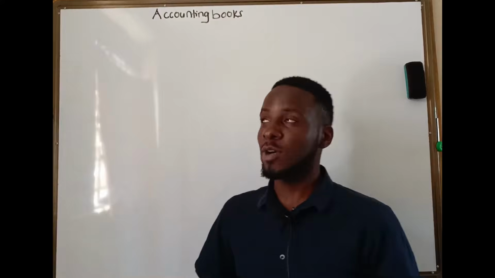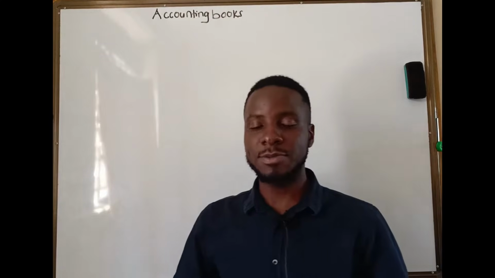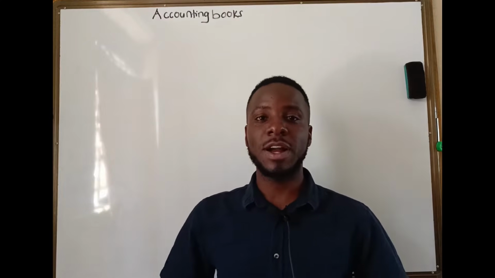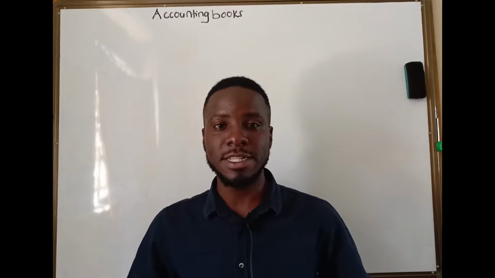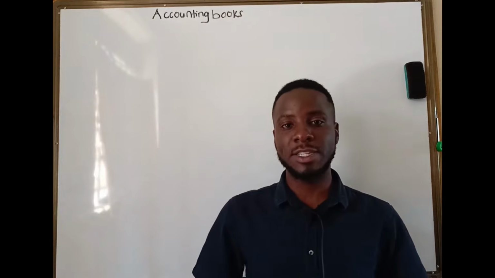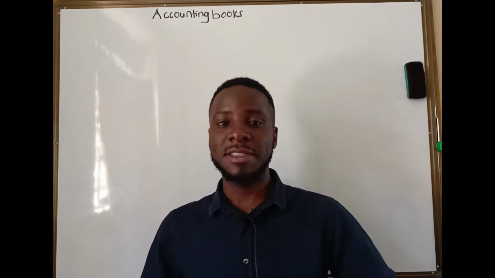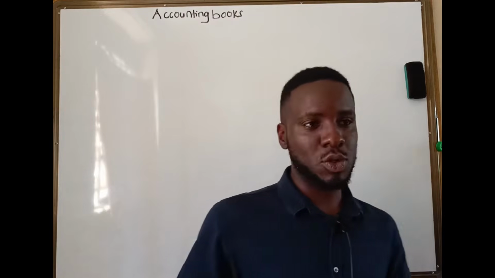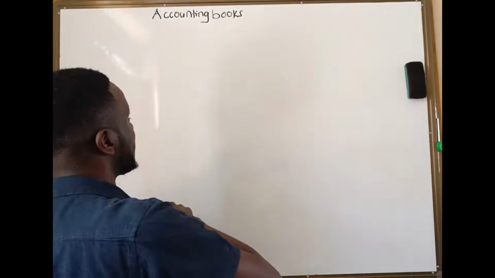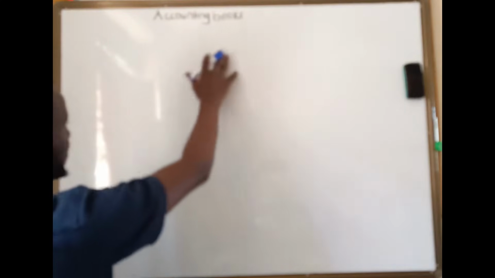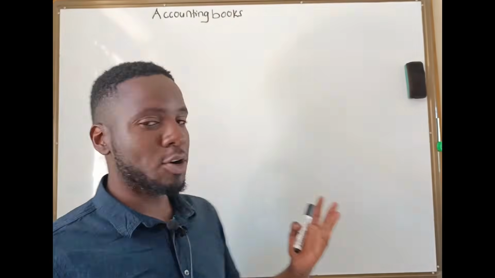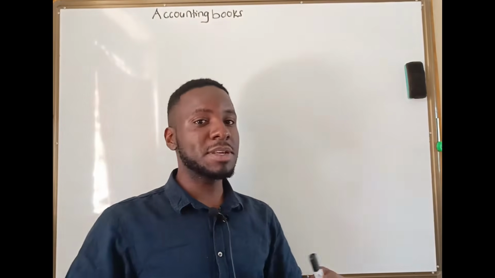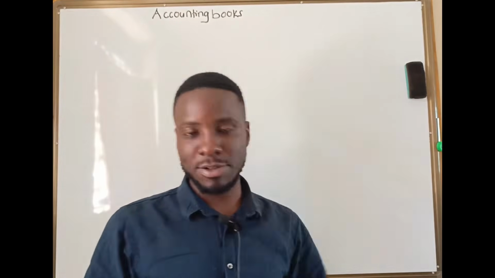Today we are going to have a look at the accounting books. In our definition of accounting, we said accounting is the act of recording business transactions and summarizing them into financial statements for decision making by the users. So when we say that it's the act of recording, that means the recording takes place in certain books. When we record the business transactions, we are recording them in the accounting books.